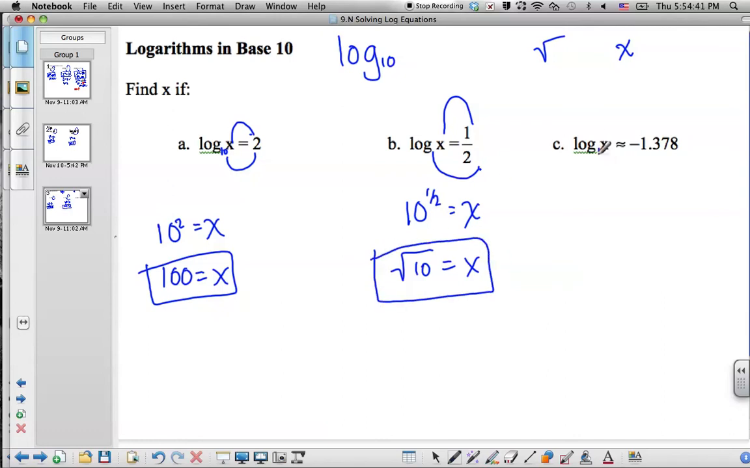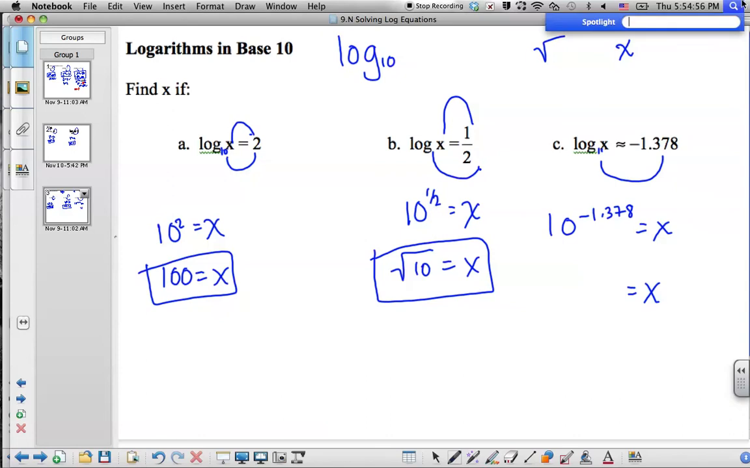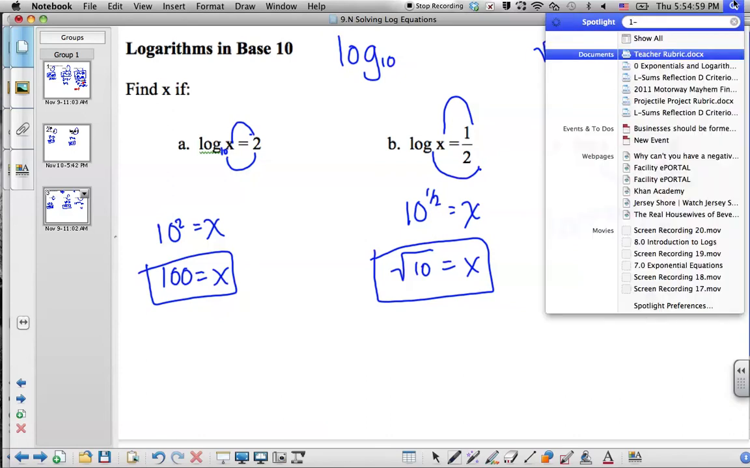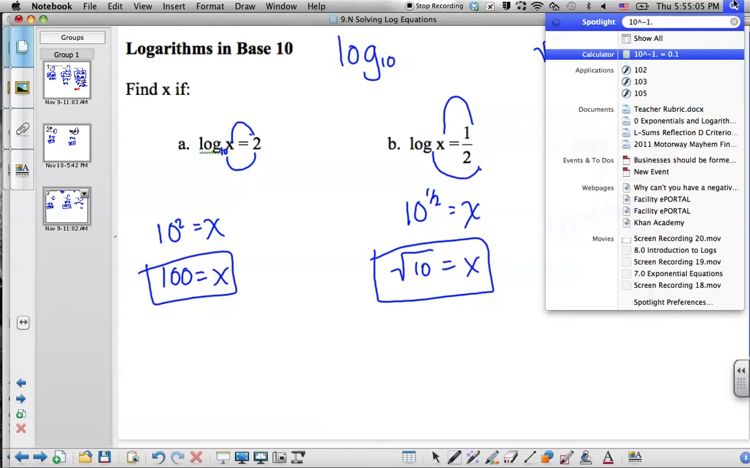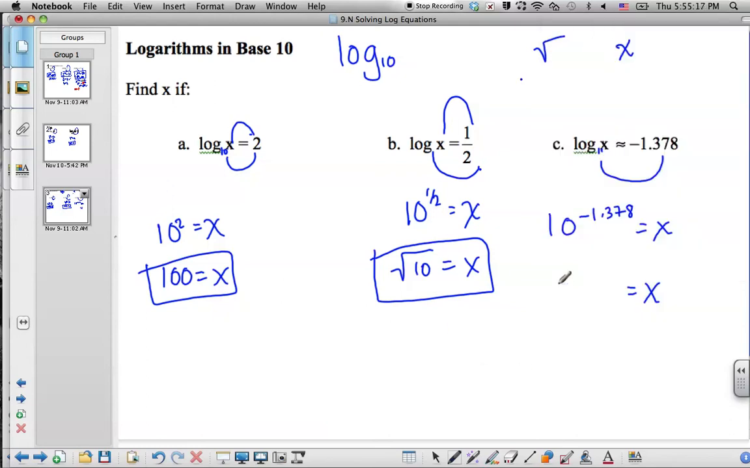Nope. So now again, if I had this little invisible 10 here, I have 10 to the negative 1.378 and that is all equal to x. Now if we wanted to evaluate that a little bit further, it depends on if we have a calculator or non-calc. Negative 1.378, wasn't it? So x is 0.042. Done. That's it. All right. Thanks.